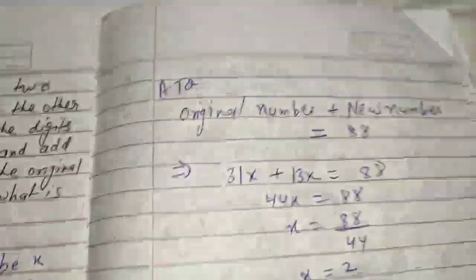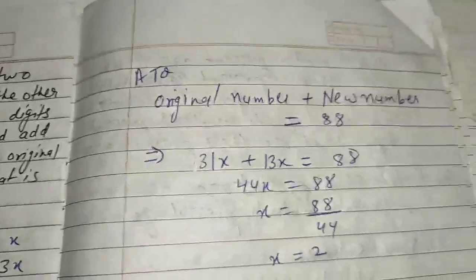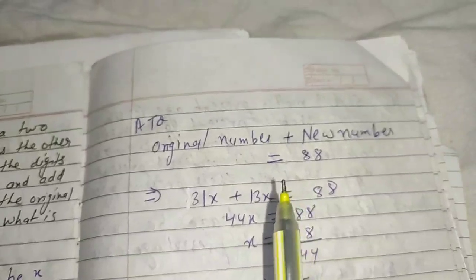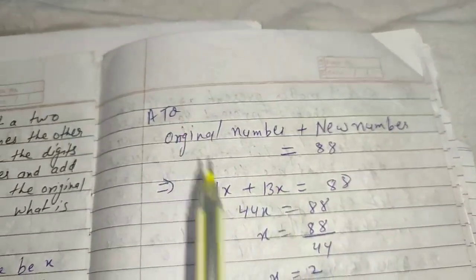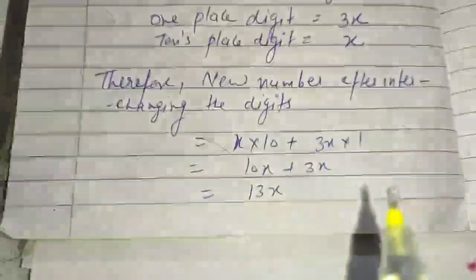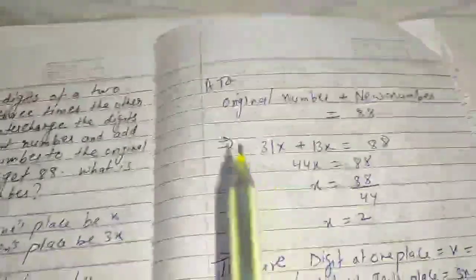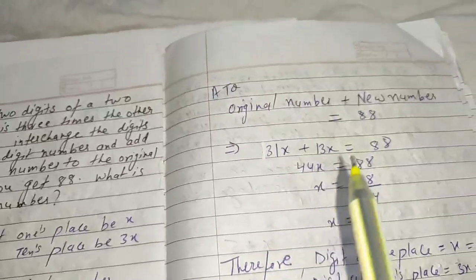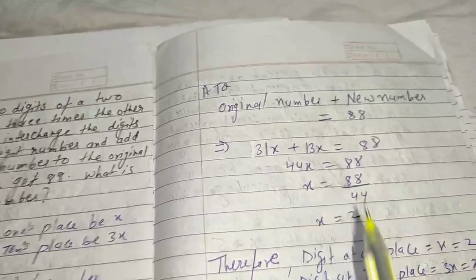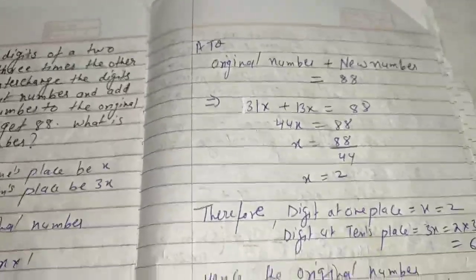Now according to the question, the original number plus the new number equals 88. The original number is 31x and the new number is 13x. So 31x plus 13x equals 88, that is 44x equals 88, so x equals 88 by 44, which is 2. Clear?